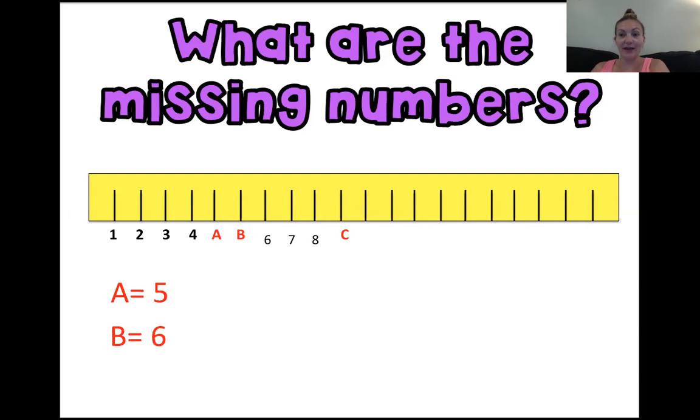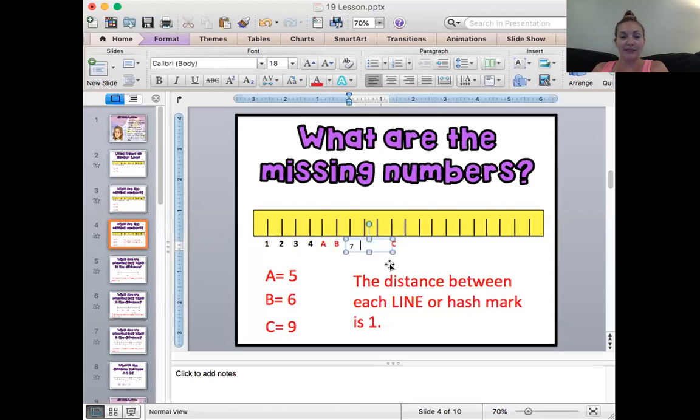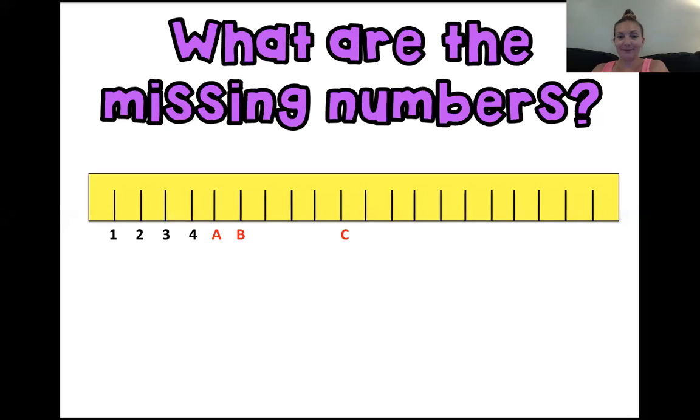Oops, so I actually have it wrong. It should be 7, 8, and 9. Let me fix that right now because we found out that B is 6. So this should be 7, 8, and 9. I like checking my work, so I'm glad I'm doing it with you. What would that make C then?